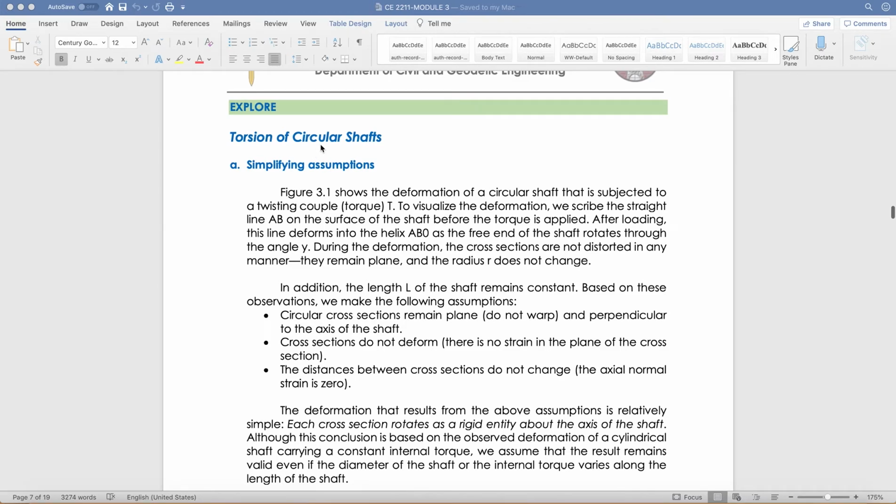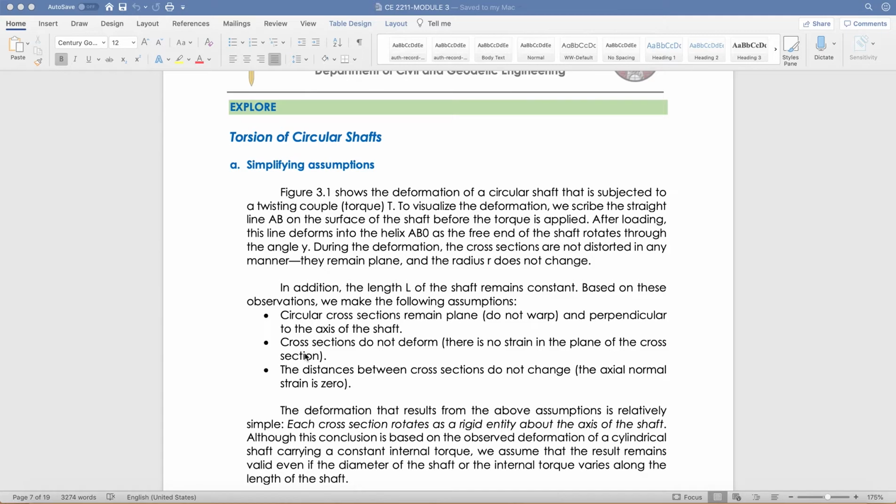So, torsion in a circular shaft. The circular cross-section remains plane. It does not warp, compared to a cuboid where it will warp and the cross-sectional area gets distorted, compared to our circular section which does not warp and stays perpendicular to the axis of the shaft. Cross-sections do not deform. There is no strain in the plane of the cross-section.